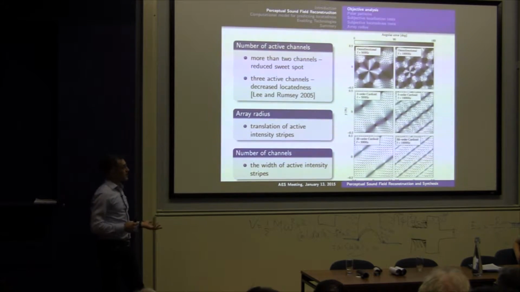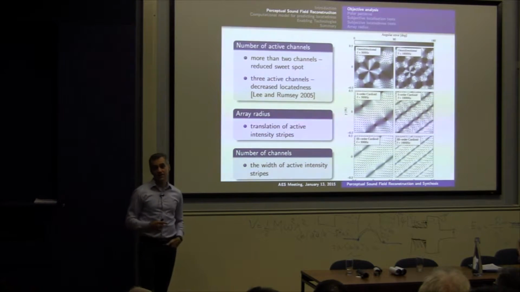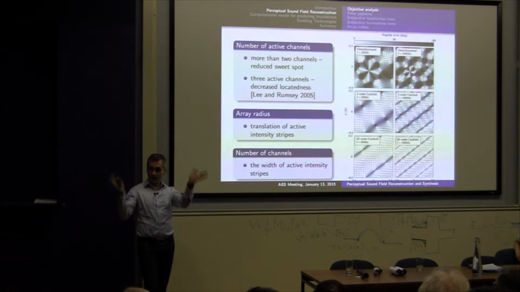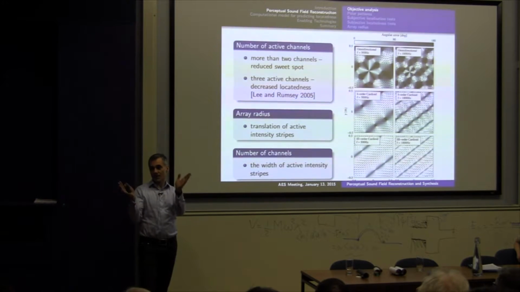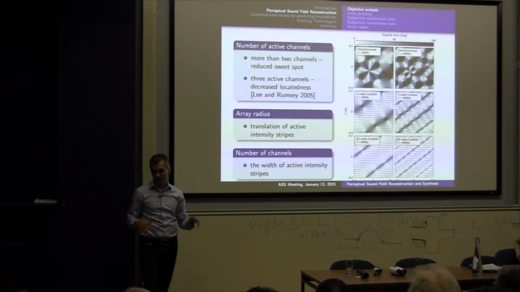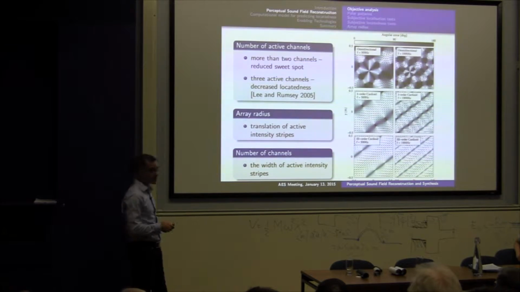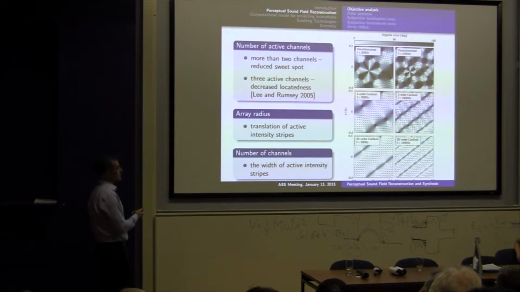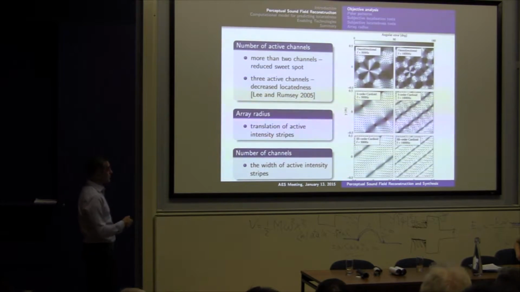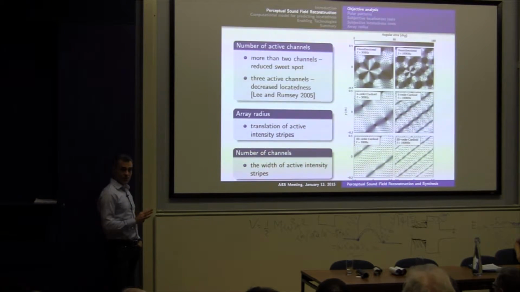And it turns out, and our analysis shows, that it is optimal that for every direction of sound wave propagation, we just employ those two channels which are adjacent to that direction and minimize the effect of all other channels as much as possible. That also agrees with some psychoacoustic experiments in a paper by Lee and Ramsey. So that is going to be one restriction that we are going to introduce.